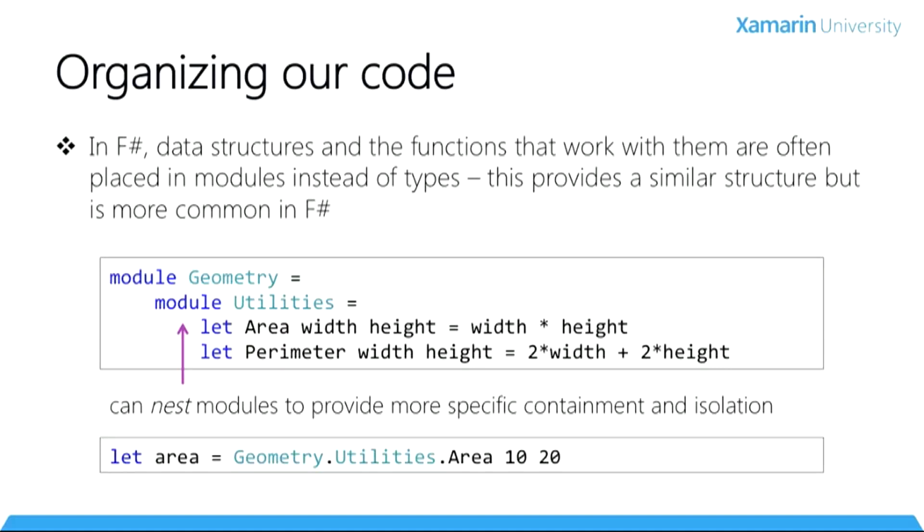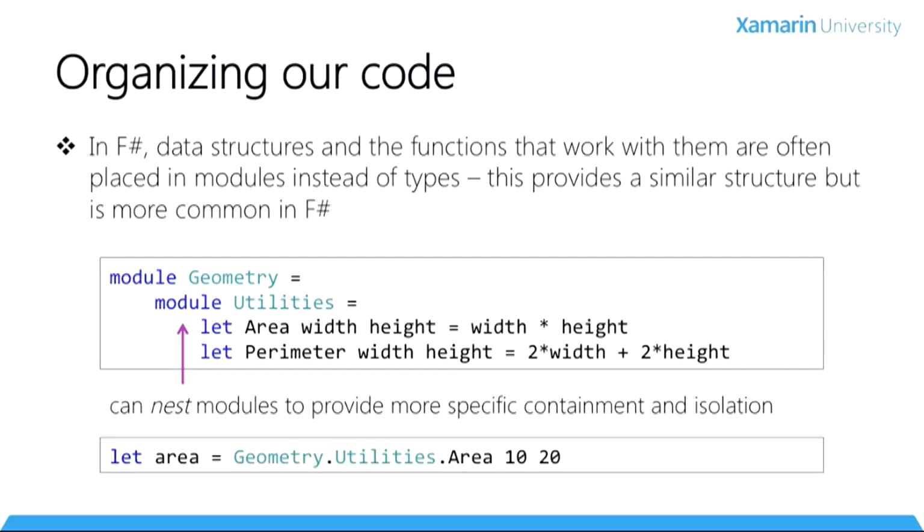I could also call area by using the open keyword to drag in the module. It works with both modules and namespaces and allows me to make visible types and values declared within a module directly accessible to my code without me having to fully qualify it. F# programmers prefer this approach because it tends to be more functional. I can use these defined functions, area and perimeter, without creating an instance, and I can link them with other functions to perform my work.